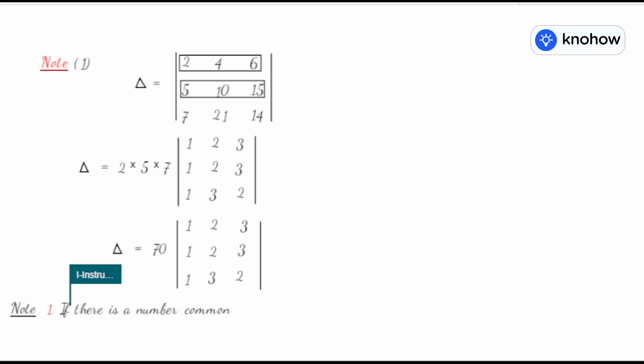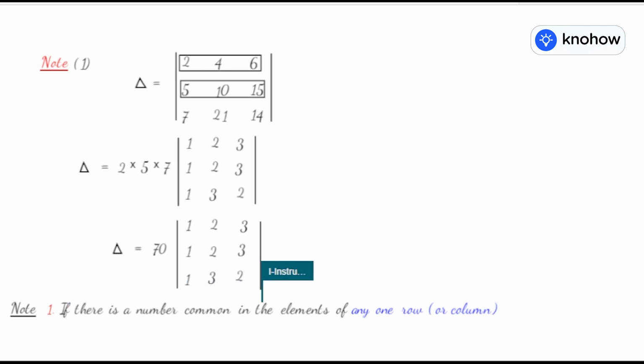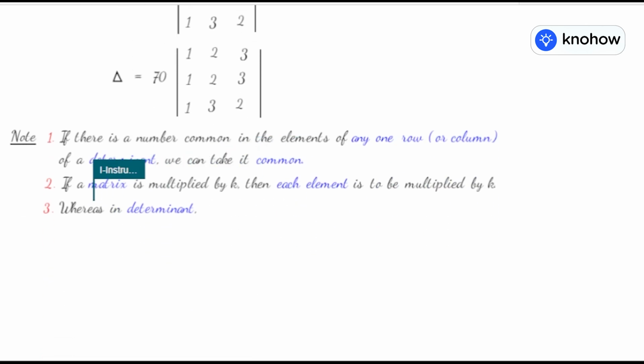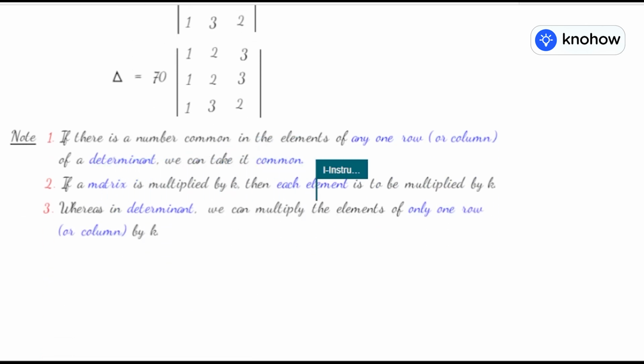Now, please make a note here that whereas in case of a matrix, if you multiply a matrix by a number k, then each element is to be multiplied, in a determinant we can multiply any one row or column. And likewise, taking common, we can take a particular number common only from one row or column in case of a determinant, whereas in case of a matrix, you can take it common from every row or column.